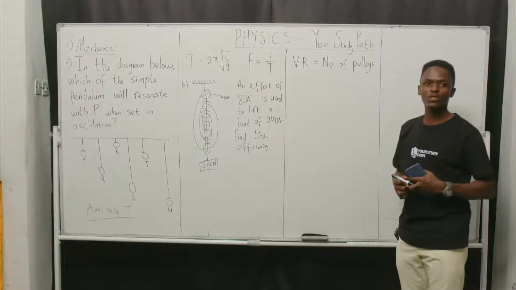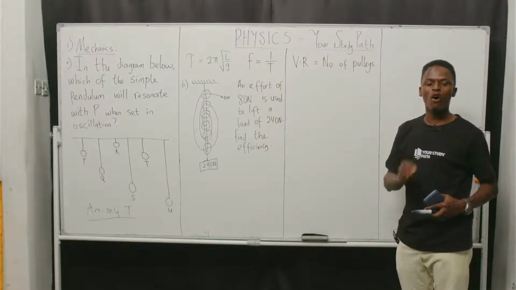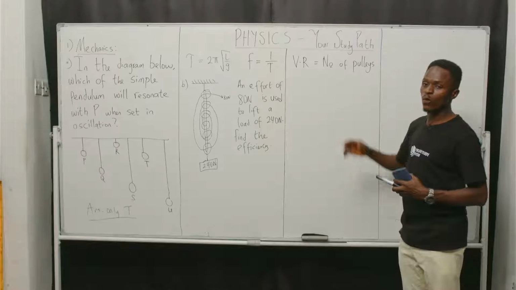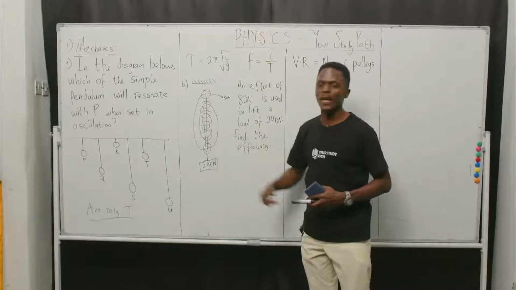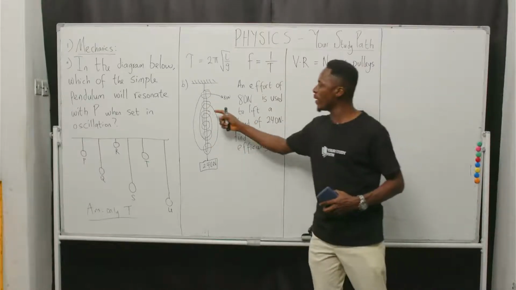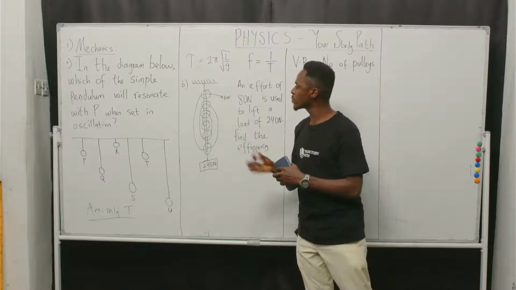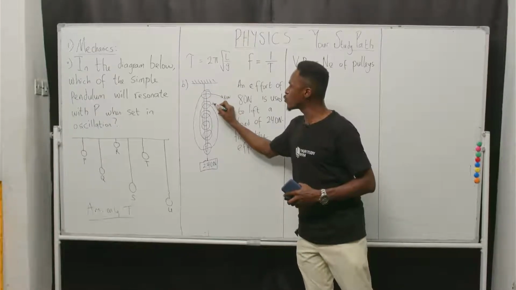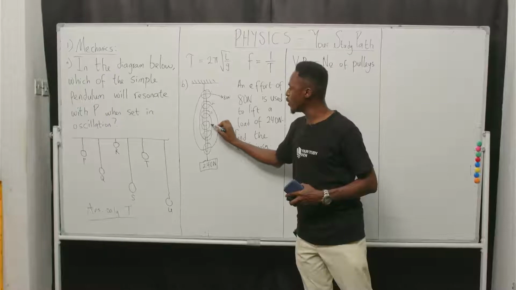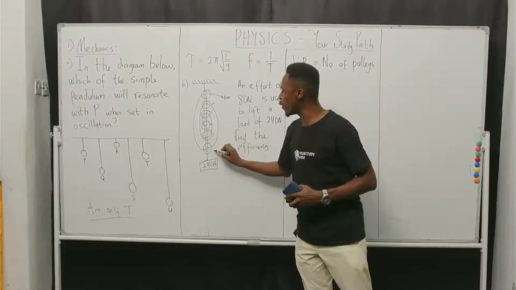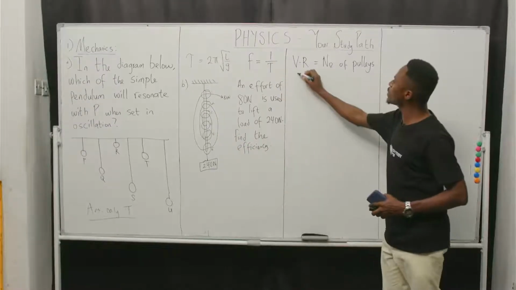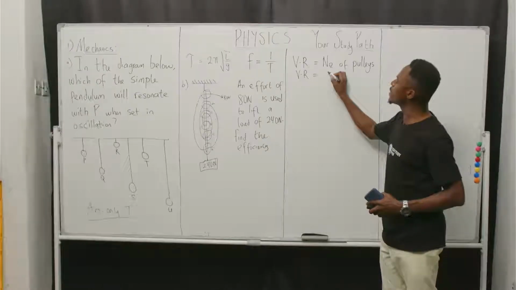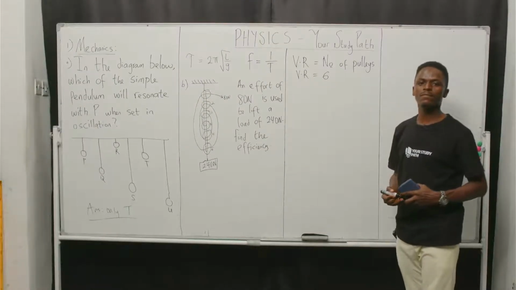The velocity ratio is just the number of pulleys. So it means that what? We are to count how many pulleys we have in this system. And going by the count, we have 1, we have 2, we have 3, we have 4, we have 5, and we have 6. It means the velocity ratio here is equal to 6.